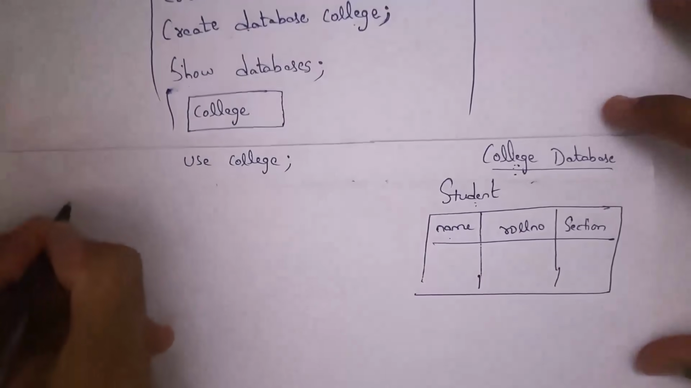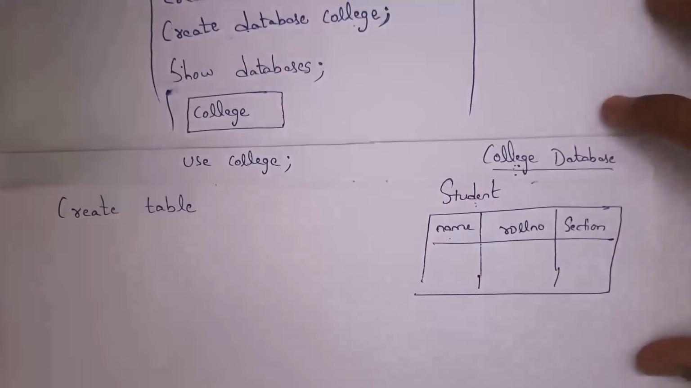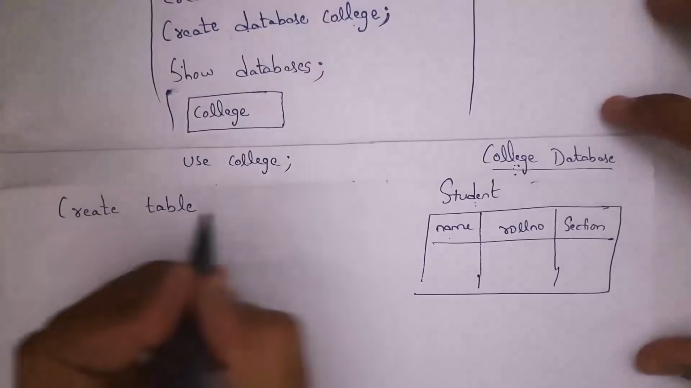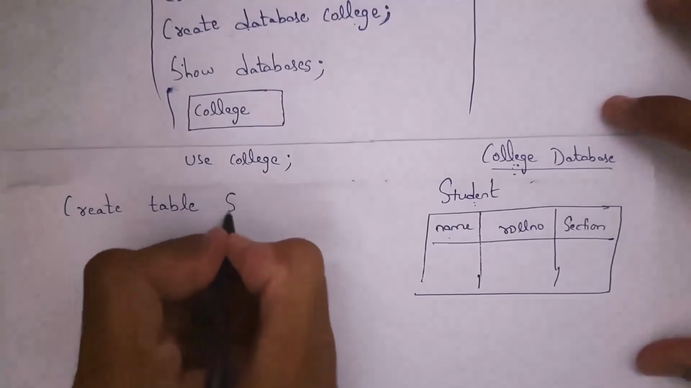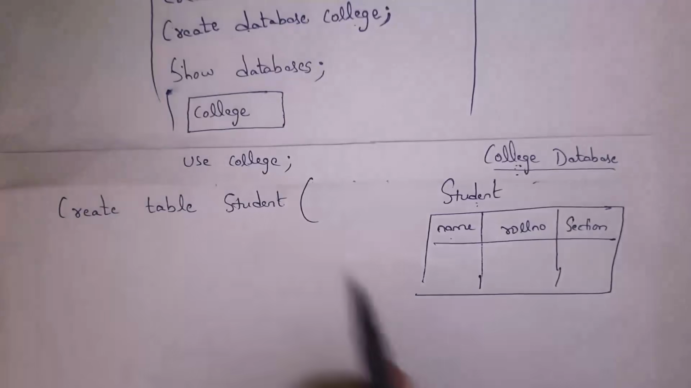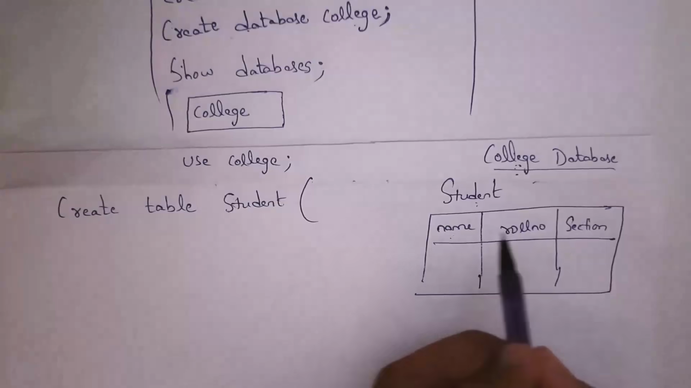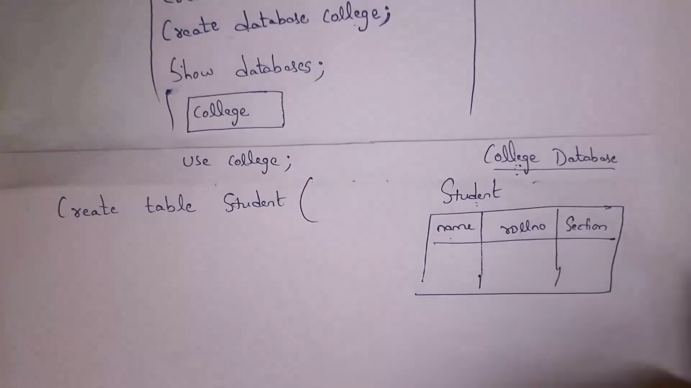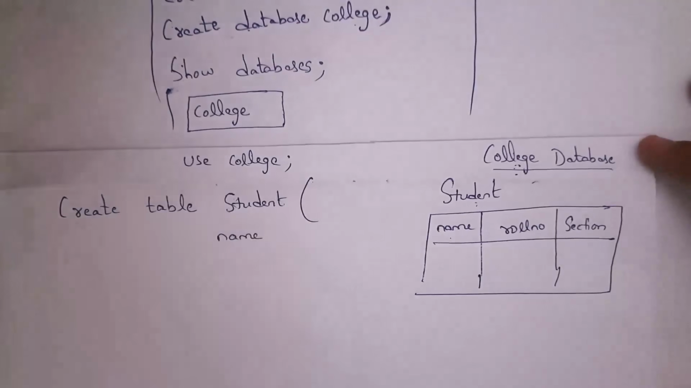So just write here create. In order to create the student table, you need to use the create command. So just write create table and I want to give the table name as student. So just write student, open bracket. Now inside this student table, I want to create 3 columns. One column is name, next column is roll number and next column is section. So the first column is name. So just write here name, which is the column name, and here you need to give the data type.